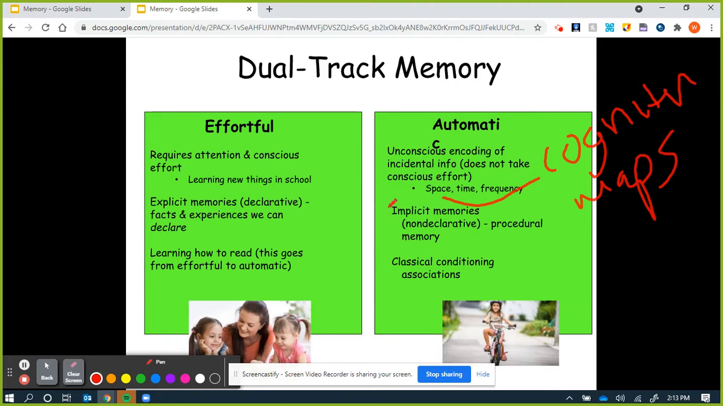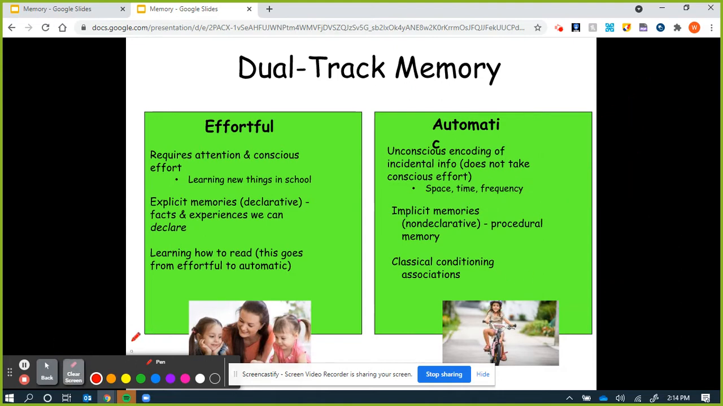Generally, these types of memories in long-term storage are referred to as implicit memories or non-declarative, because they're not things we are just consciously aware of. They are things that we can do. Right? Implicit memories are procedural memories, like riding a bike. Classical conditioning associations, like Pavlov's dog, automatically salivated to the sound of the bell once they learned that association. So effortful versus automatic processing, two different processing systems, and they happen simultaneously with one another.